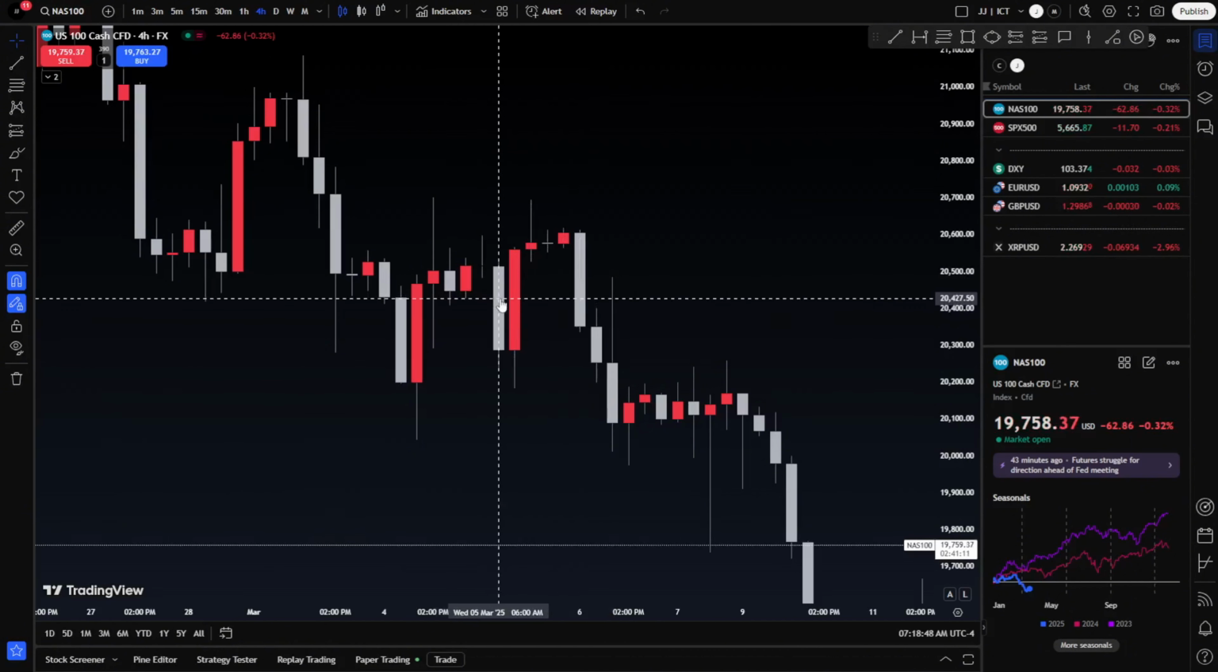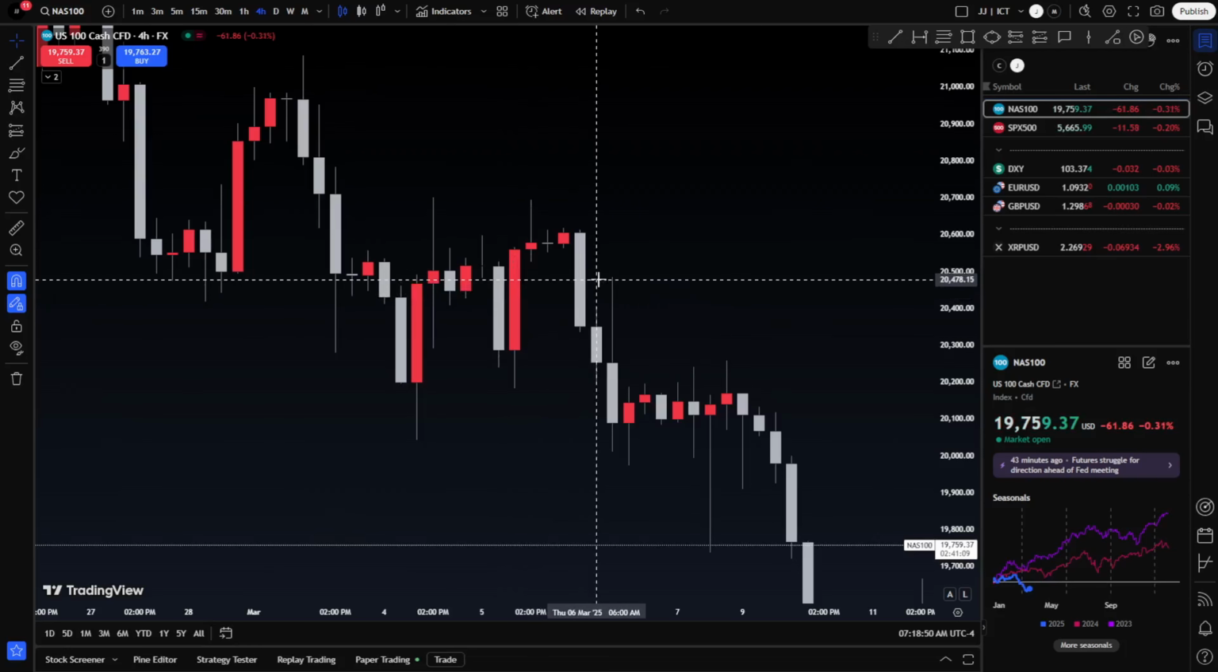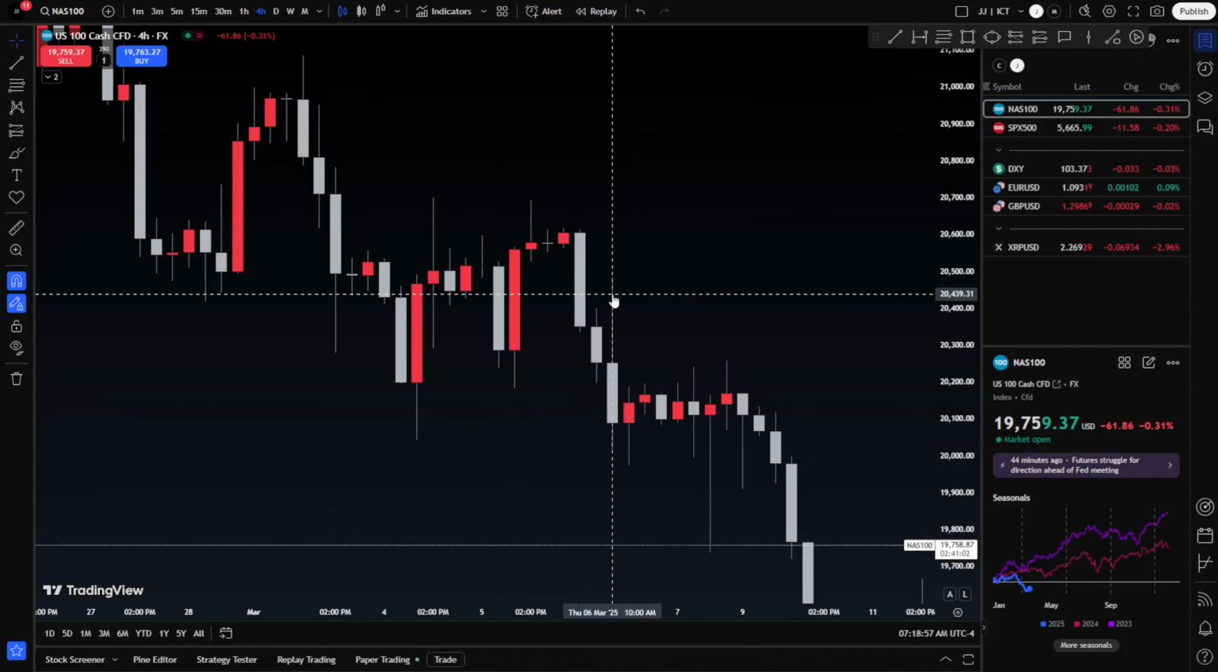But some people call this, oh, this is a unicorn model. Yeah, come on, dude. That's a breaker. Just stop giving it such cute, all nice names. Okay, it's a breaker and a fair value gap at the same place.